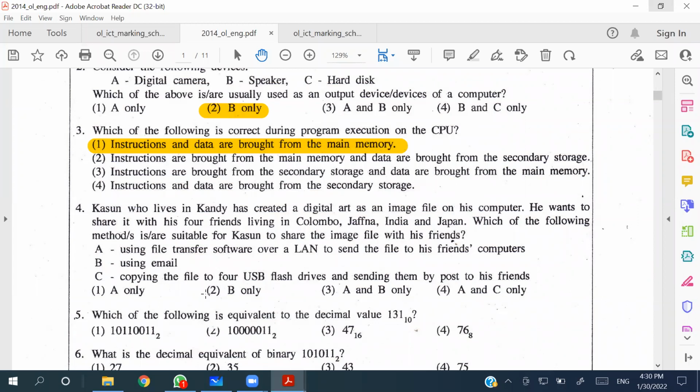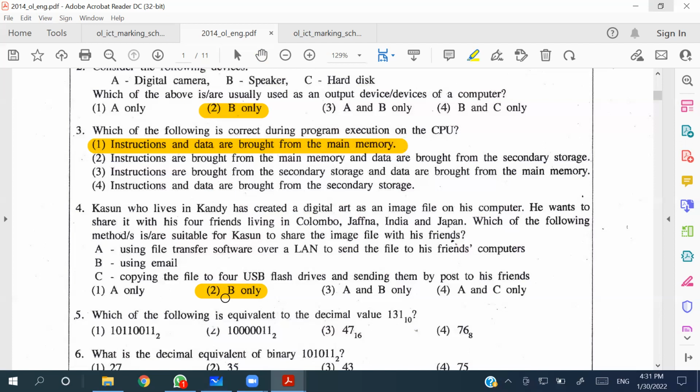So it's only B according to the answers that they have given, using emails. But C is also a good way of doing it. It takes time, but still it can help to share. Copying the file to 4 USB flash drives and sending them by post to his friends. Of course, it will take some time, but it will give the chance to share, right? But according to the answers, it's the second one that we can go with.